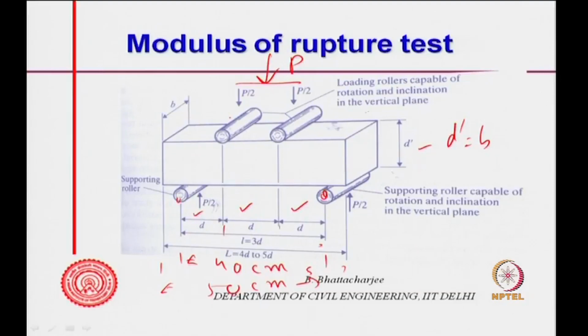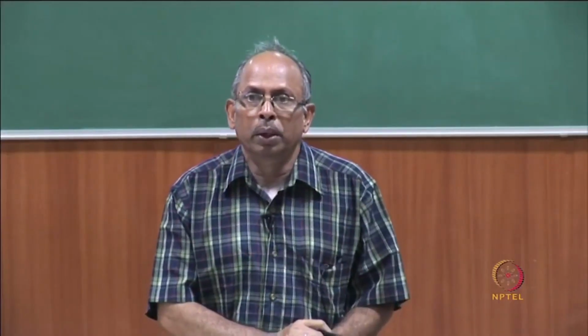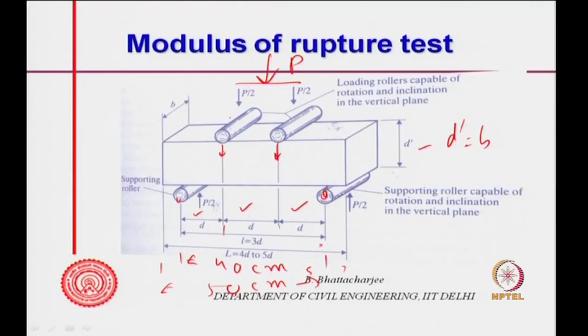So, loading rollers capable of rotation and inclination in the vertical plane. That means you are only transmitting downward force, because they are roller point loads. You are only transmitting point loads. So, if in case this bends, this is capable of rotation and getting inclined in the vertical plane. Therefore, this will not apply any other kind of force except this type of force, and these are the supports. So, supporting rollers capable of rotation and inclination in the vertical plane, same thing. So, it will only give you point load. Actually, you are trying to put a point load, and that is how it is.